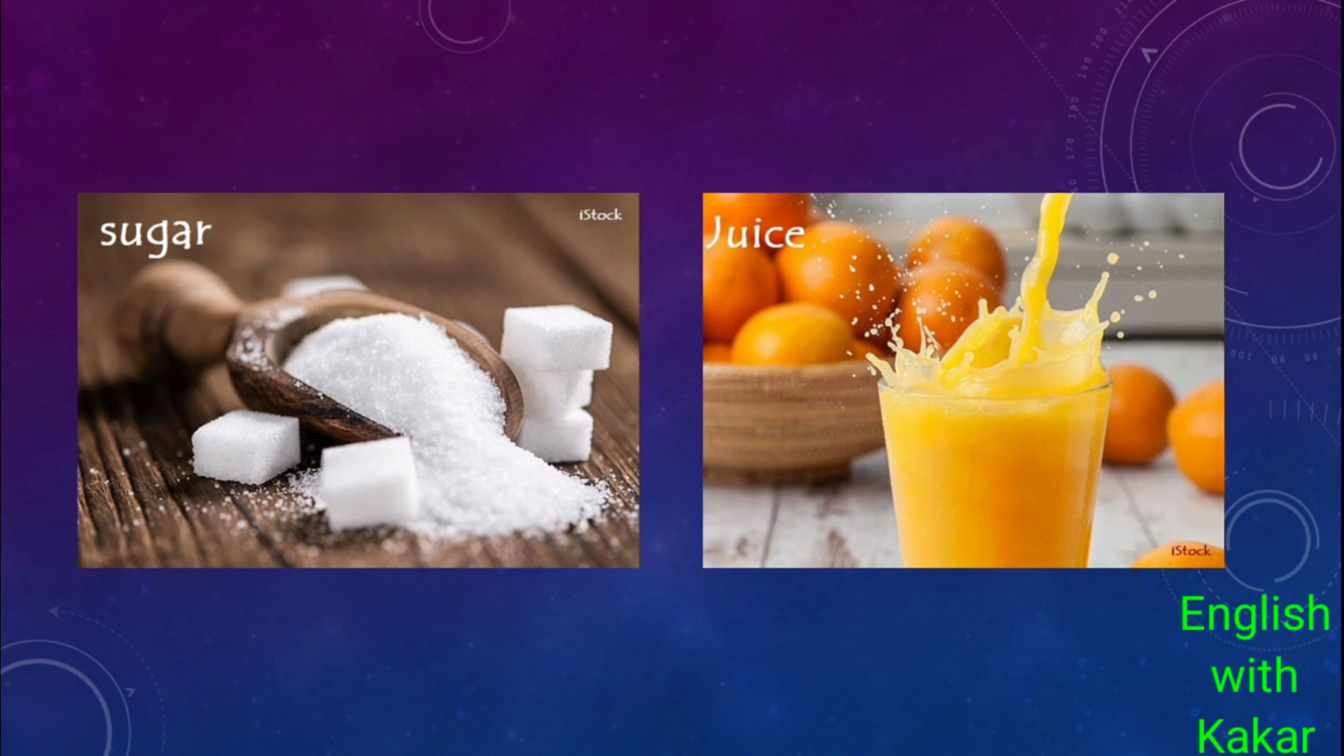Similarly, we have the word juice. Now who can tell me how many juice we can have in this glass? It's not how many, it's how much, because much is used for uncountable nouns. We can count the oranges at the back in the tray, but we cannot count the juice in the glass. So these are uncountable nouns.